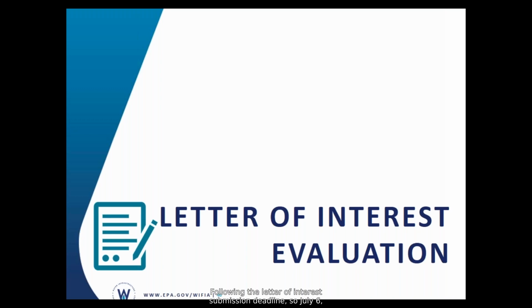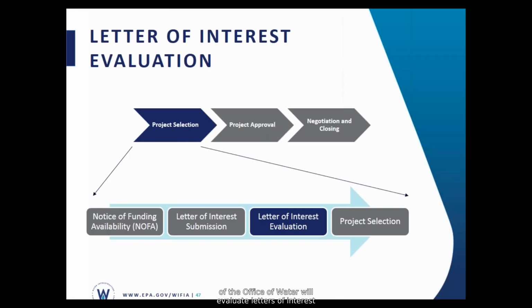Following the letter of interest submission deadline, so July 6th, staff from the WIFIA program and other parts of the Office of Water will evaluate letters of interest to determine eligibility, preliminary engineering feasibility, preliminary creditworthiness, and alignment with EPA's priorities and mission. The first step of this is an eligibility screen. So at that point, we check 3 main things regarding eligibility.